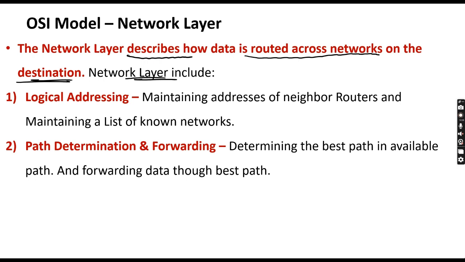When it comes to path determination and forwarding, it is all about going from one source to some destination, where there might be multiple paths. So the network layer has a function called routing, which does the best path selection as well. If you have a number of paths, which is the best path, and that path will be used to forward your data. So logical addressing and path determination and path forwarding. These are the two major things you need to remember, which are performed at the network layer.